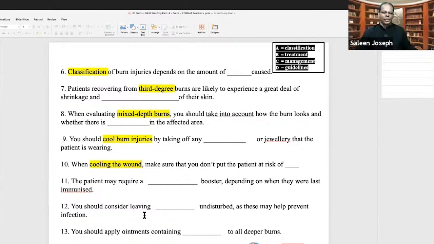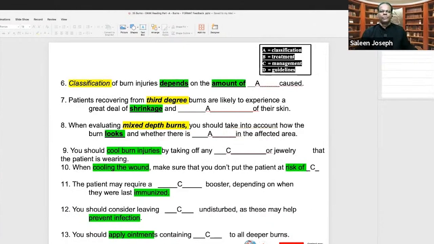Treatment. Probably blister. You should apply ointments containing dash to all deeper burns. Treatment. Let's confirm. See now, classification: third degree, already correct. Mixed depth, cool burn injuries, cooling the wound, risk of infection. Okay, that was management. The 11th one, management, and it should consider leaving dash to prevent infection.